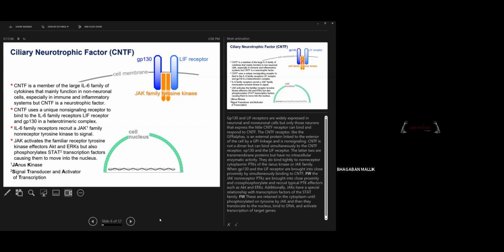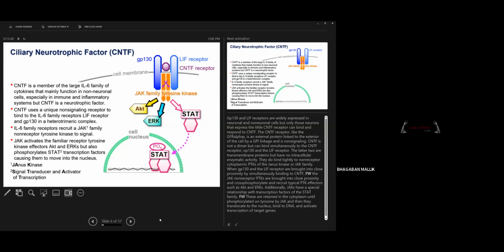Then we'll talk about another trophic factor. This is called ciliary neurotrophic factor, CNTF. It can also cause neuronal growth. They are not neurotrophins, they are neurotrophin-like factors. They can also cause neuronal growth. Here it is showing the CNTF receptor. It is a trimeric receptor which has the LIF receptor and also another receptor which is the CNTF receptor.